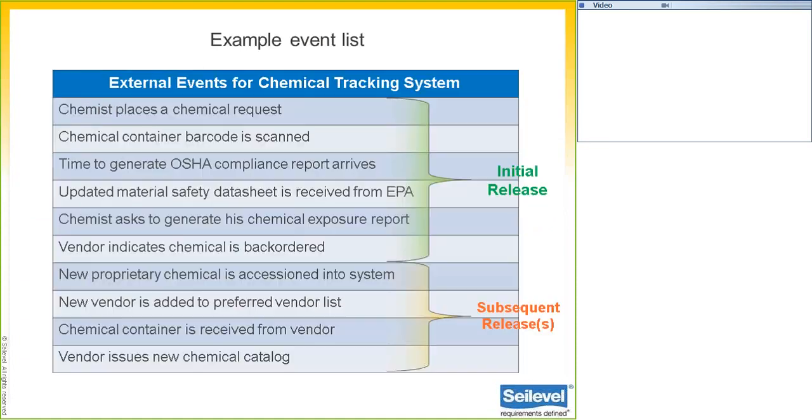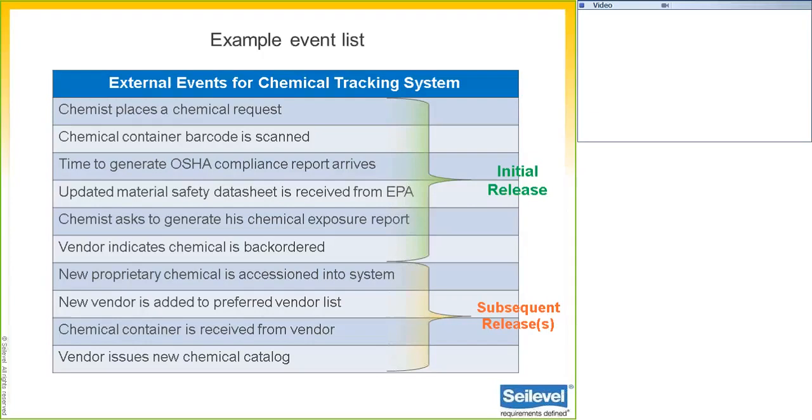So let's look at our chemical tracking system's event list. This is actually just a part of it, certainly. This is just a few different things. And so example events would be things like a chemist is placing a request, right? So that's an actor in a use case. Or a vendor is indicating a back order. Or a timing event might be something like it's time to generate an OSHA compliance report. Notice how we've used the brackets here to indicate what's in scope for this release or others. You could also do this in real life using a table and just add a column to it and indicate releases in a column next to it. You don't have to use the fancy brackets.